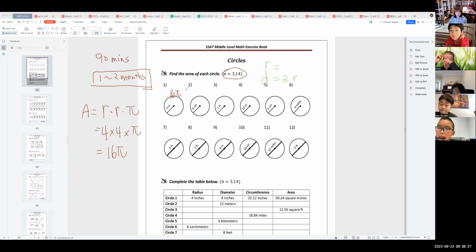Is it enough, Violet? No. It's inch square, right? You have to always think about the unit. Okay, so let's take a look at number 2.